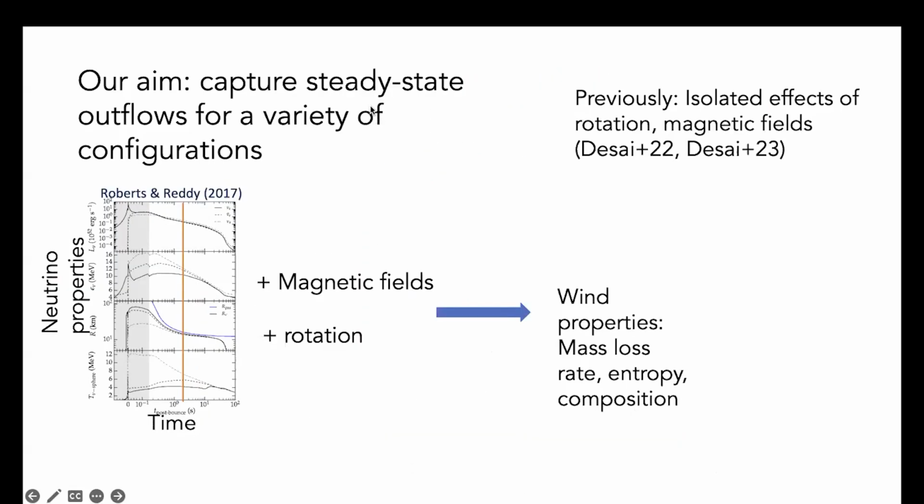And so our aim is to capture these steady state outflows for given neutrino properties, magnetic field properties, and rotation rates. What does the wind look like? And just a shout out to my previous work, we looked again at the isolated effects of just rotation, just magnetic fields.